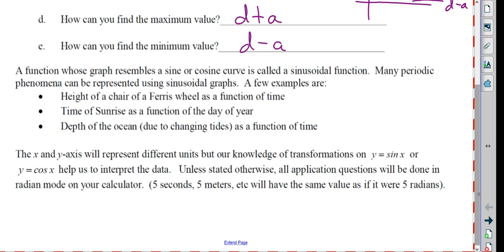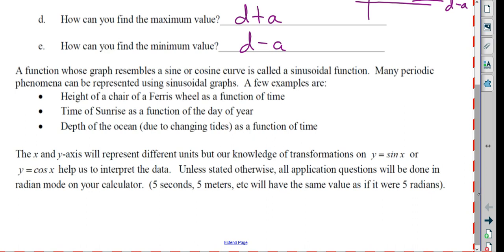Time of sunrise as a function of the day of year. So you can actually ask your smartphone, when will sunrise be on June 21st, let's say that'd be the longest day of the year. When is sunset on June 21st, right? And we know this because we can calculate these. We have a model. Depth of the ocean due to changing tides as a function of time, right? You got high tide, low tide, etc.